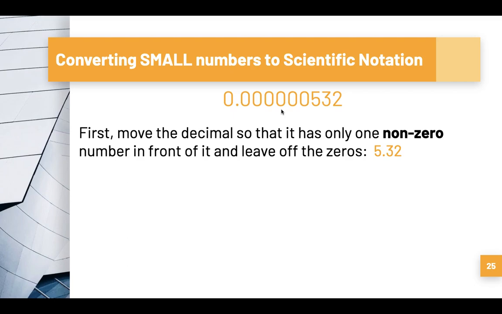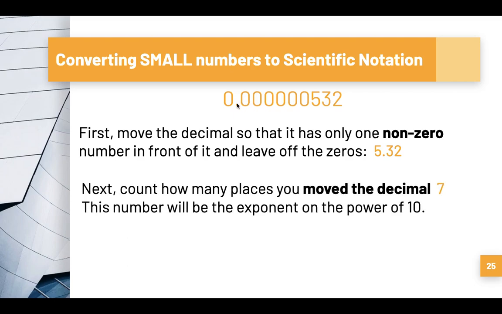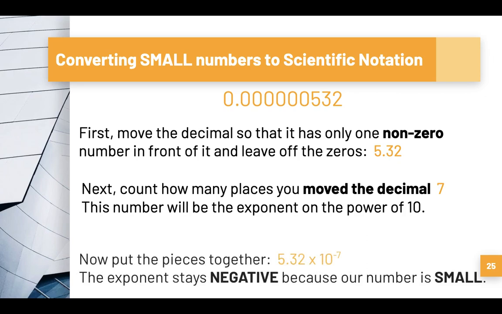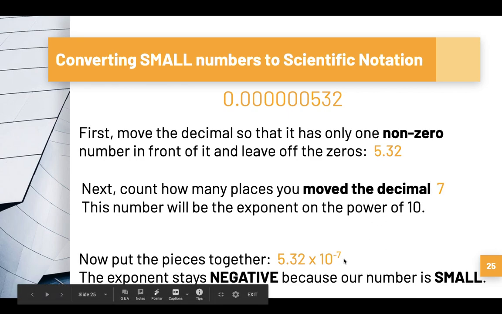All right, our next thing is we have to count our decimals. So we moved it 1, 2, 3, 4, 5, 6, 7. Remember our decimal is going to fall between the 5 and the 3. So we move a total of 7 places. This will be the exponent of the power of 10. So how will we put this all together? 5.32 times 10 to the negative 7th. We put this negative sign in here because the number is tiny or small.